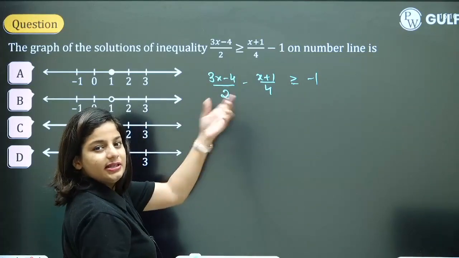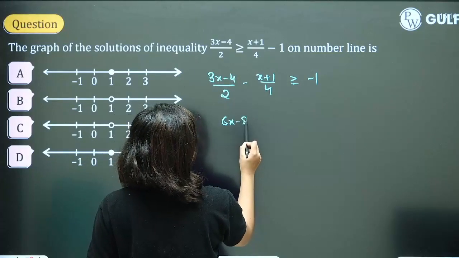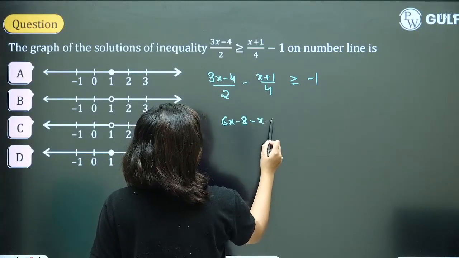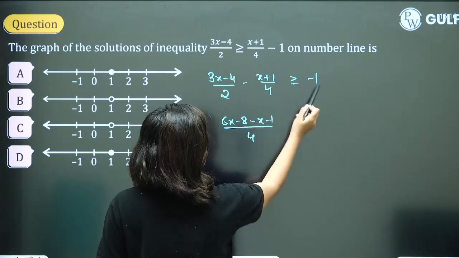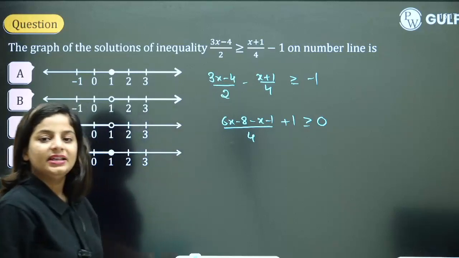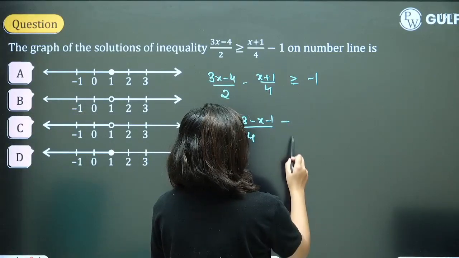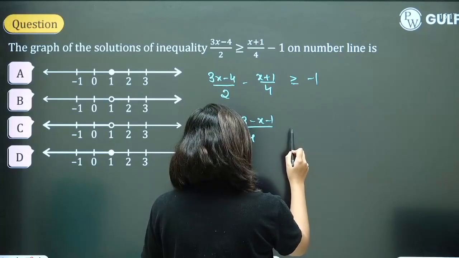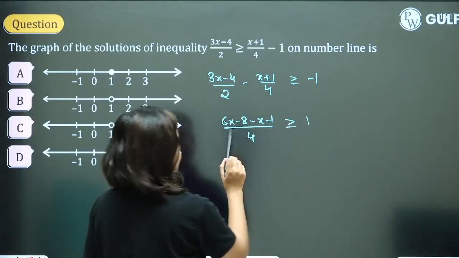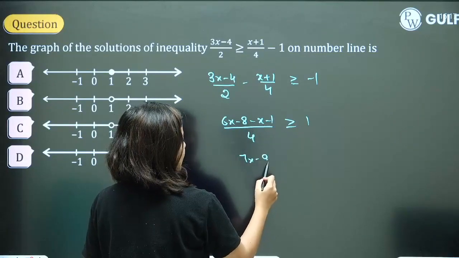Simplify this, making the LCM as 4. First term multiply, divide by 2. 6x minus 8 minus x minus 1 upon 4. And then this minus 1 also, let's bring it here. See, in the end, if you don't bring this minus 1 here, it's still fine, because in the end, what we want is the value of x. 6x minus x, 7x, minus 8 minus 1, minus 9.